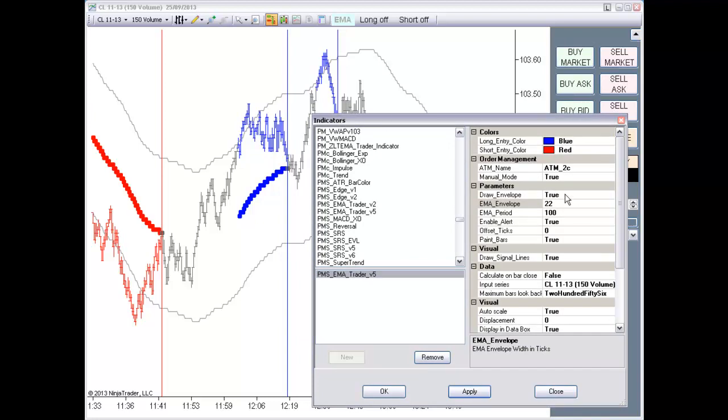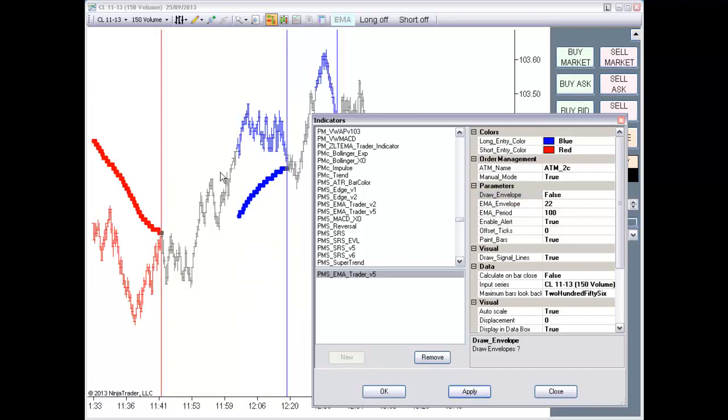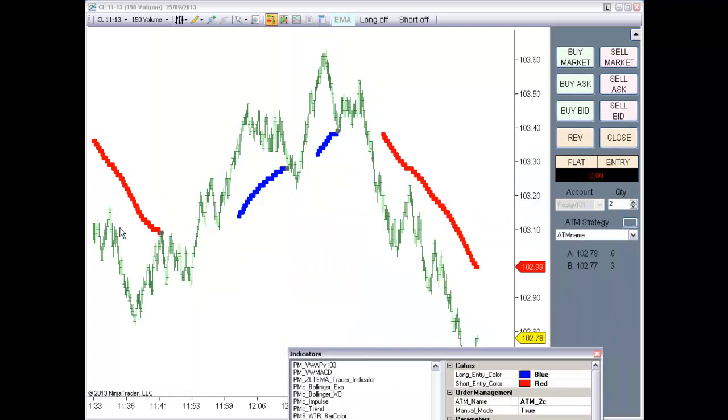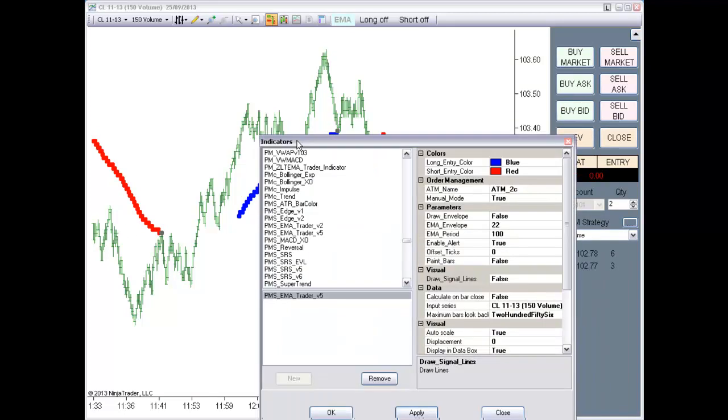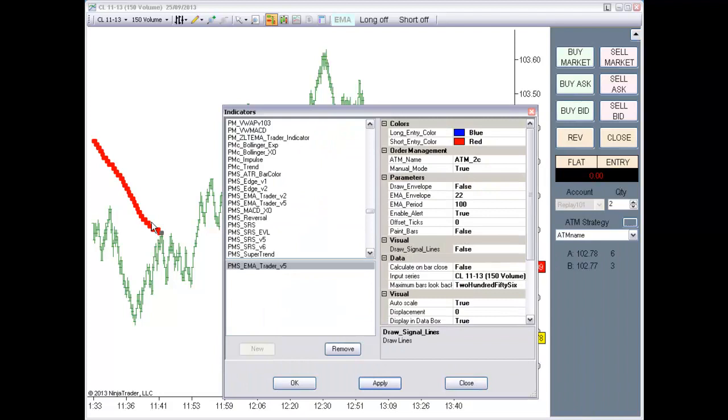We can disable each one of those. For example, the envelope is one of the things that may be distracting. We can also disable the coloring of the bars, and also remove the vertical lines. These are for backtesting purposes. So we only have the signals, the entry signals. These entries are limit orders.